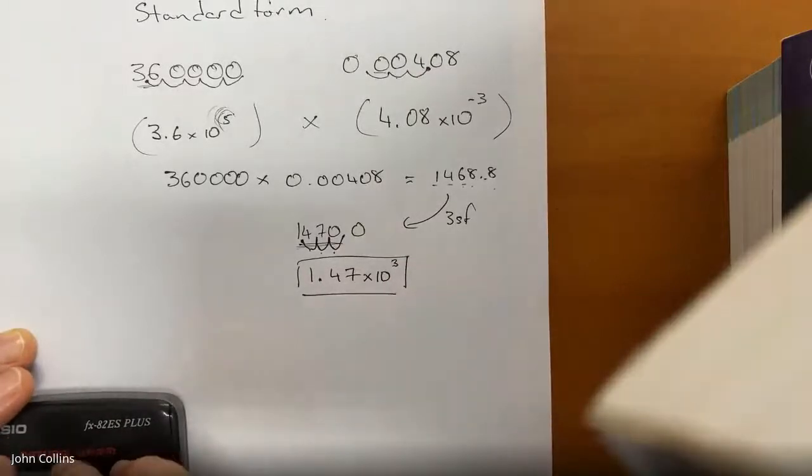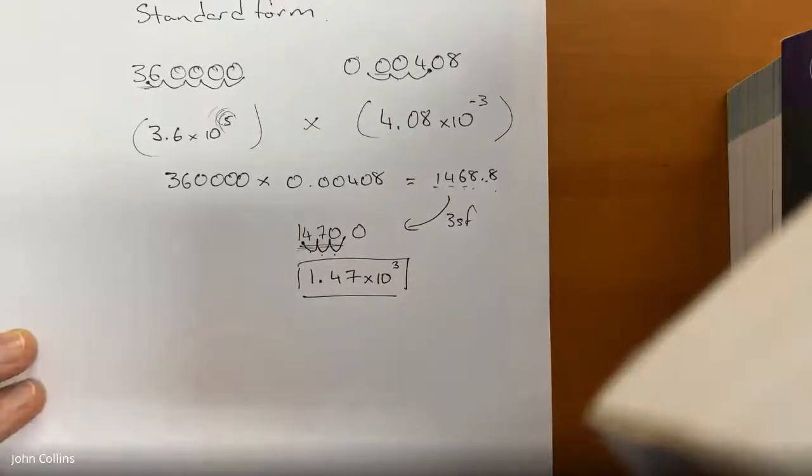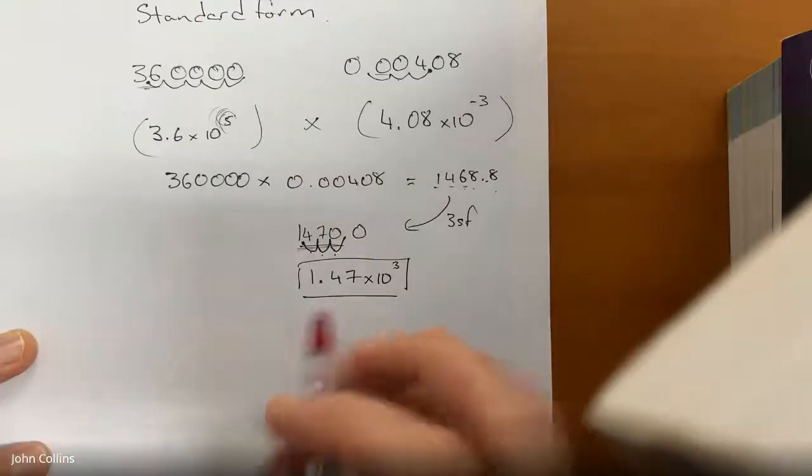Okay, so remember, if it's a number more than 1, the power is going to be positive here. If it's a decimal number, it's going to be negative. Okay, so that's standard form.